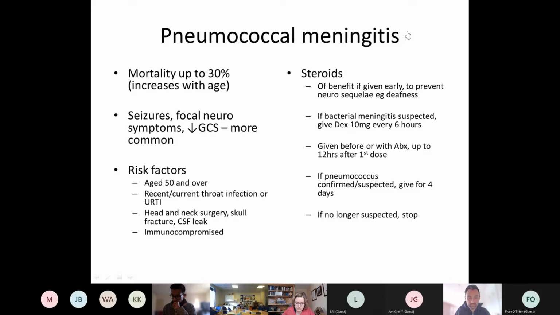I think I might have accidentally stopped sharing my screen, you can still see my screen, that's fine.